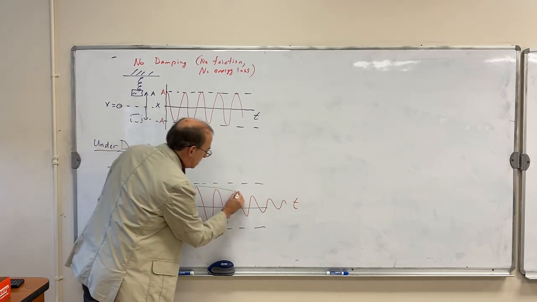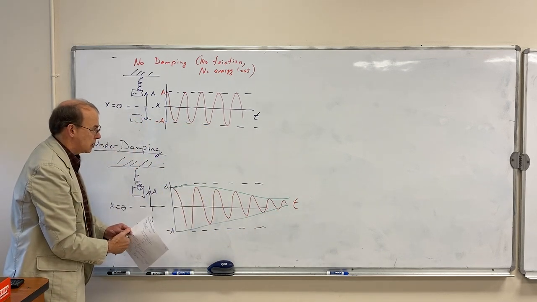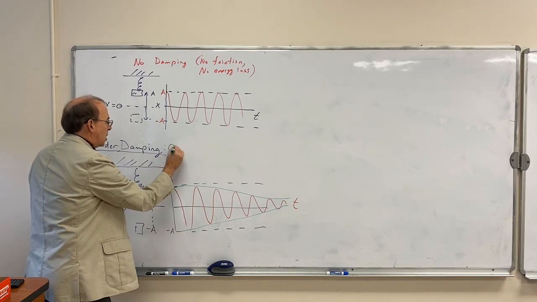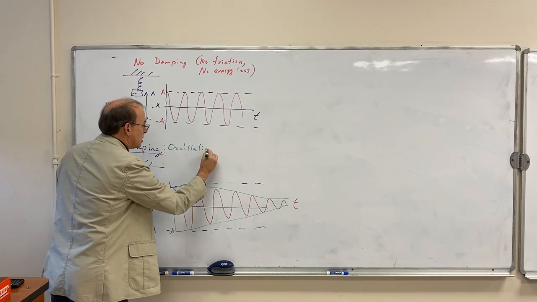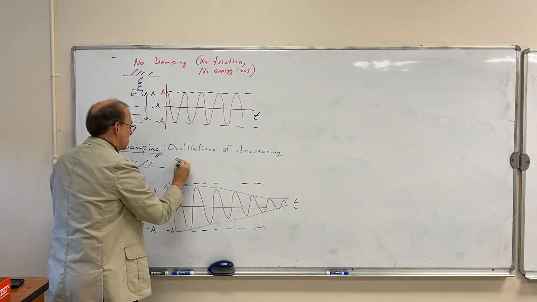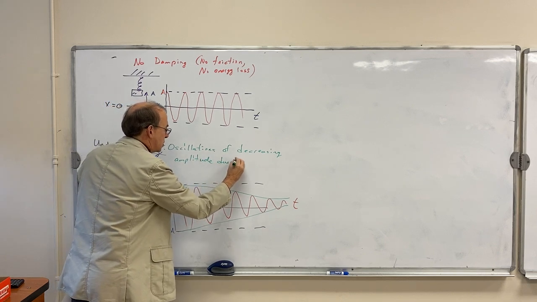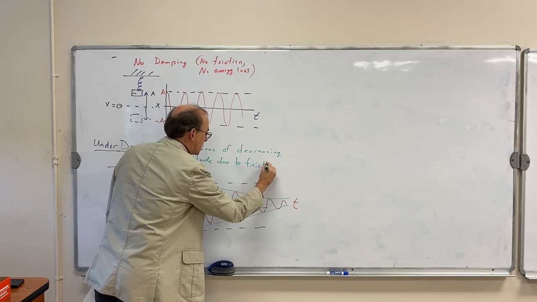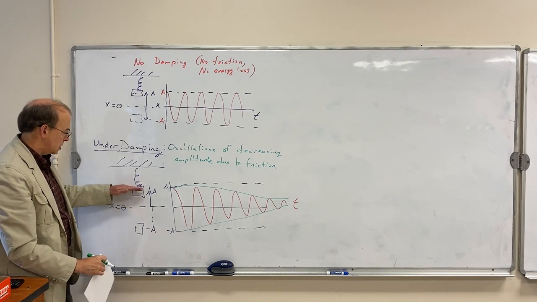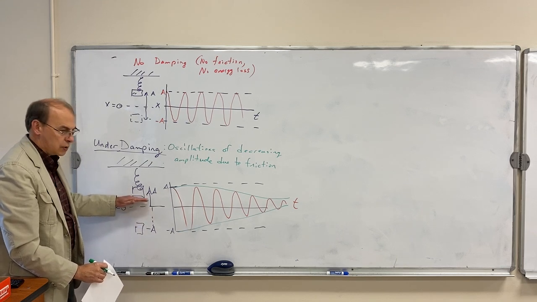So now, the amplitude of the oscillations decreases. So underdamping refers to oscillations of decreasing amplitude due to friction. And that's really the normal case. That just means that this mass's amplitude slowly decreases.